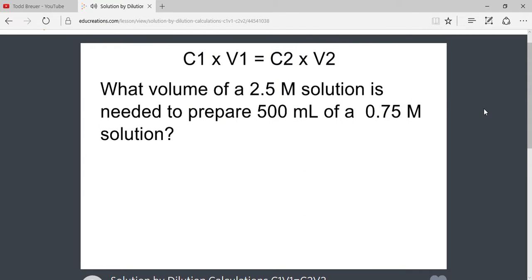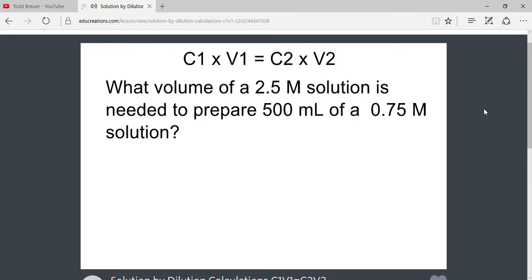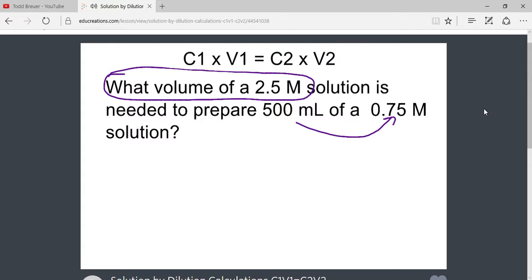Again, reading the problem, we're trying to assign a concentration and a volume of stock compared to a concentration and volume of dilute. The question asks what volume, which would be a V, of 2.5 molar solution, which is a C. We therefore have a pair, volume and concentration, needed to prepare 500 milliliters of 0.75 molar. This solution is now less dilute than the original because the concentration is lower. Therefore, this is also a pair, 500 milliliters and 0.75 molar.